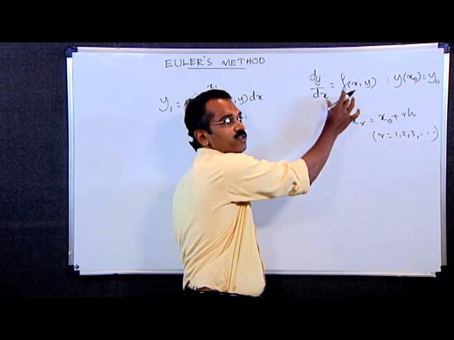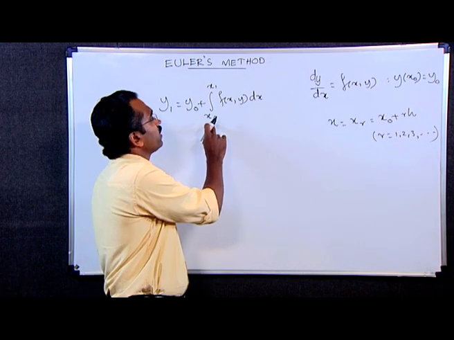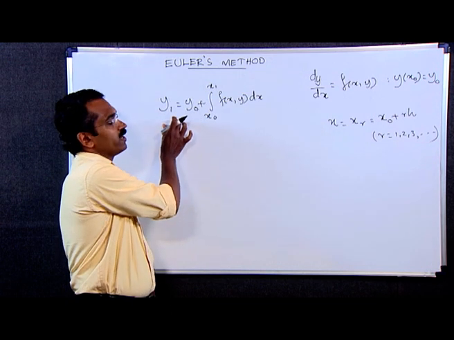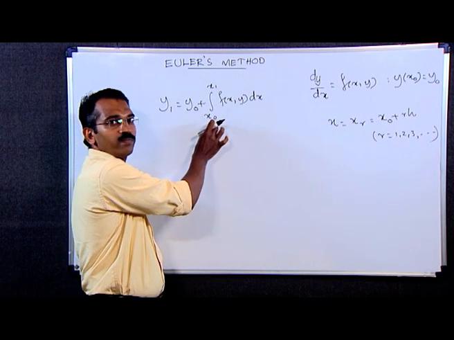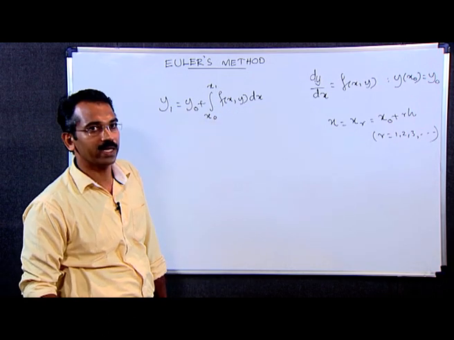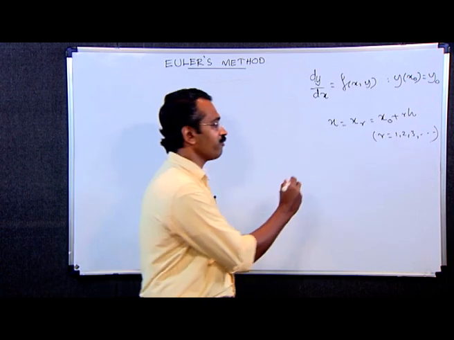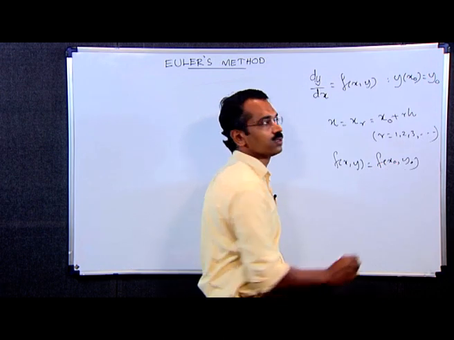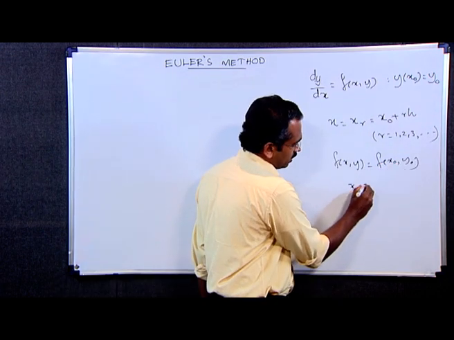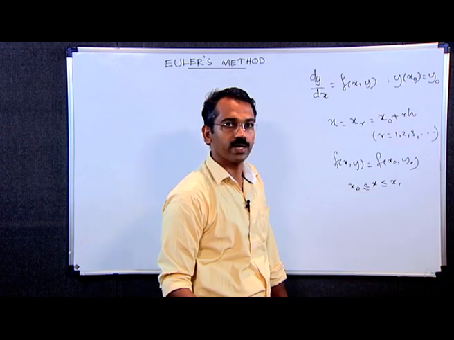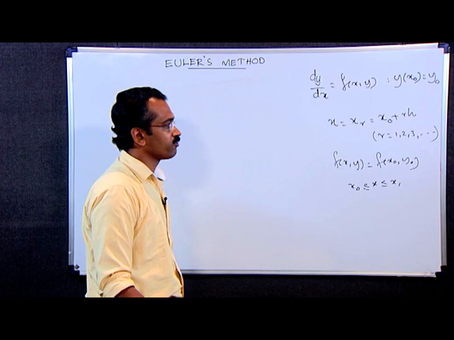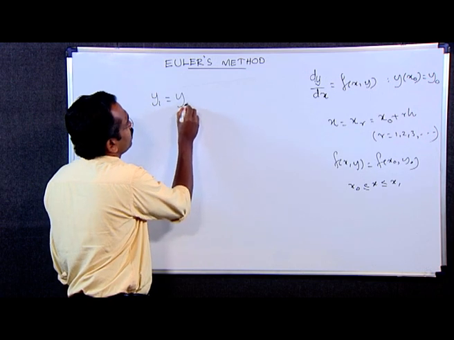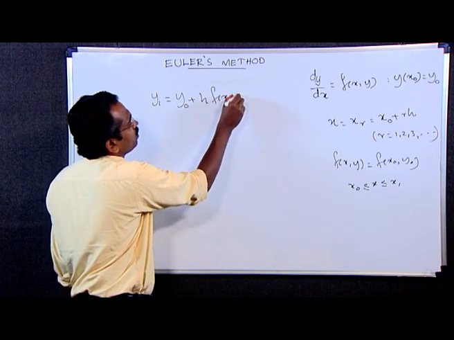We are integrating this differential equation in the interval x naught to x1, then we will get the value of y1 as y naught plus integral from x naught to x1 f of x comma y dx. Assuming f of x y is equal to f of x naught comma y naught in the interval x naught less than or equal to x less than or equal to x1, this gives the Euler's formula as y1 is equal to y naught plus h into f of x naught comma y naught.